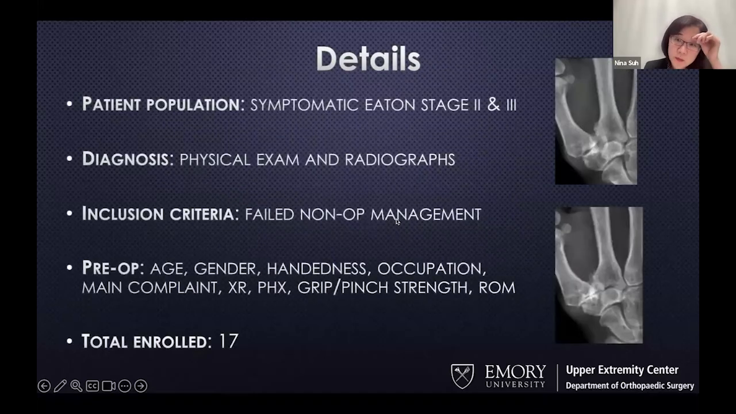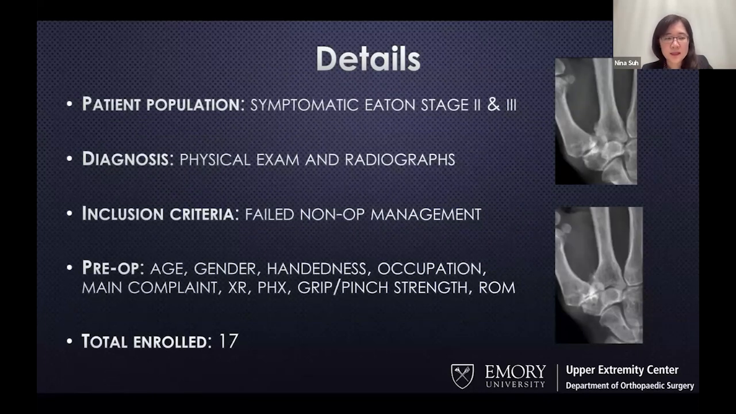So details, the patient population of interest and under examination for these authors were symptomatic Eaton stage 2 and 3 patients, as indicated in the pictures on the right. Diagnosis was made by physical examination as well as plain radiographs. Inclusion criteria was all of these patients had maximized non-operative management and had decided to proceed on with surgical intervention.